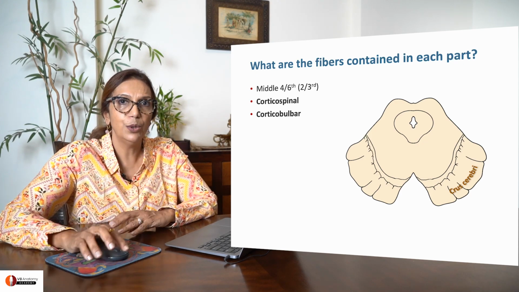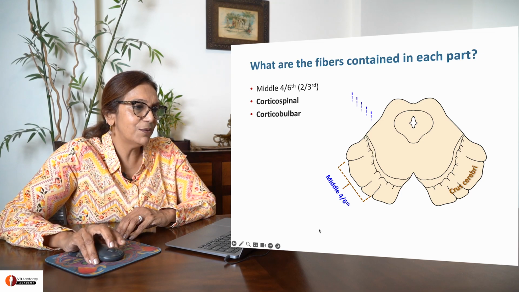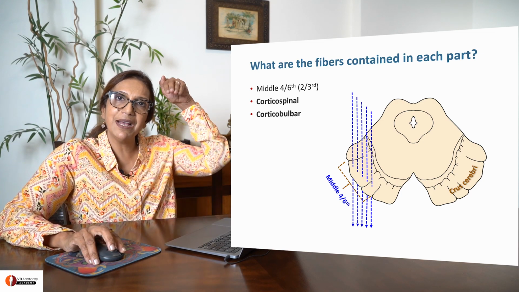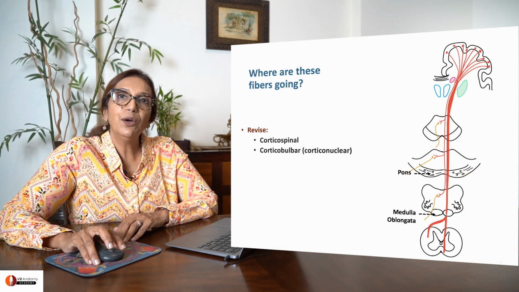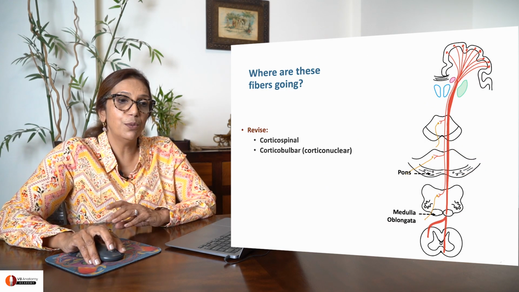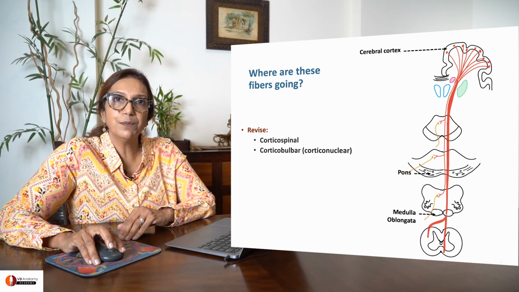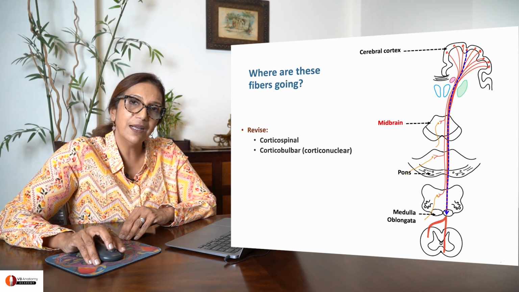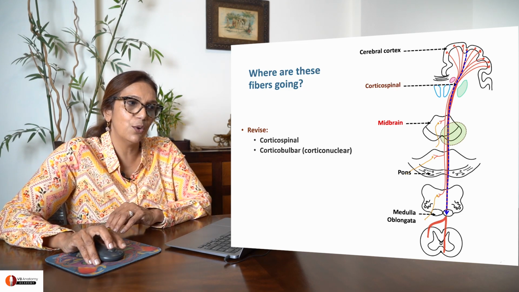You know it. Okay. I will revise it with you again. Don't worry. This is the middle 4/6. These are corticospinal and corticobulbar fibers passing through it. What are corticospinal fibers? What are corticobulbar? One last time revision. Fibers take origin from cerebral cortex, descend down through midbrain, pons, medulla in this manner, and continue down. These are corticospinal as they go into the spinal cord.